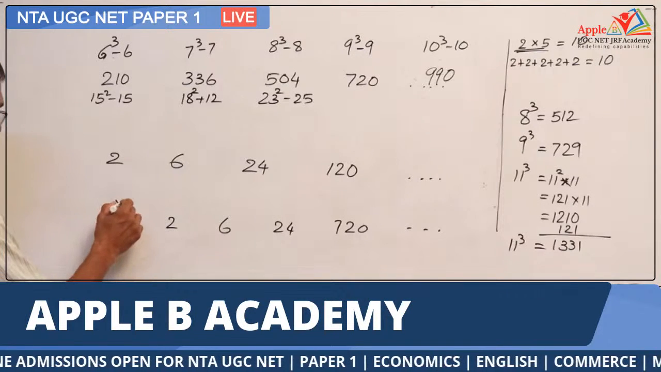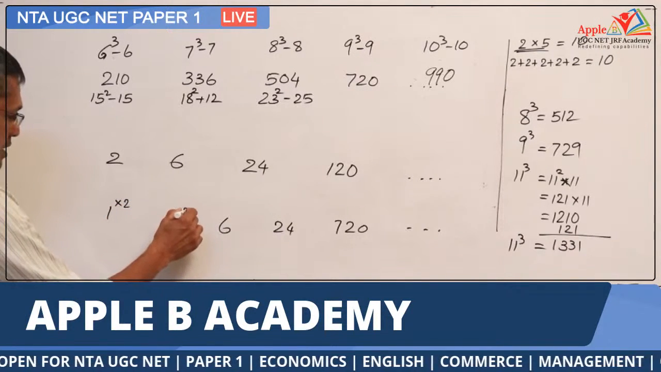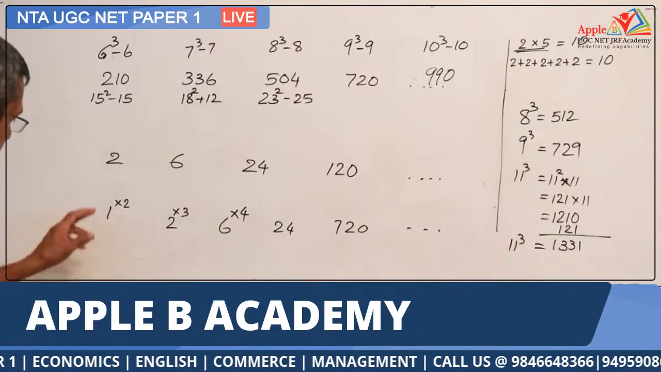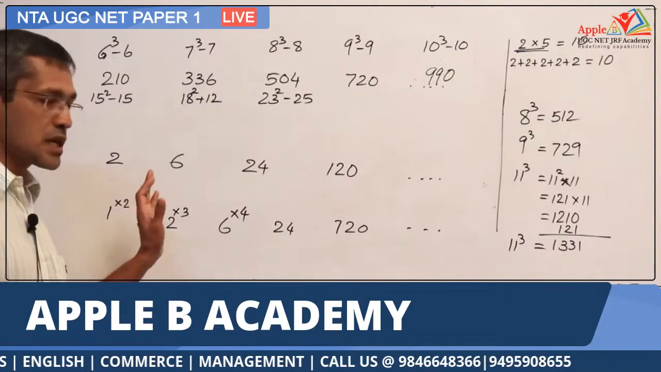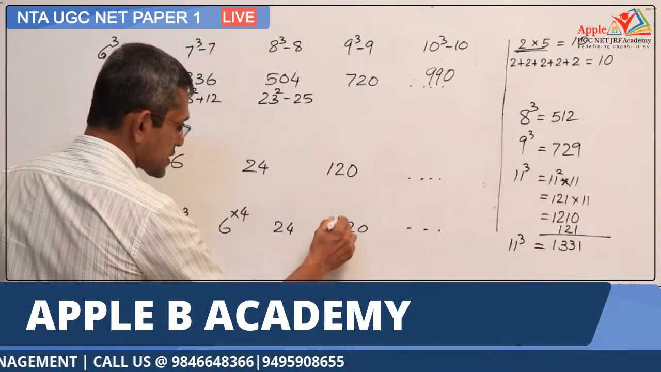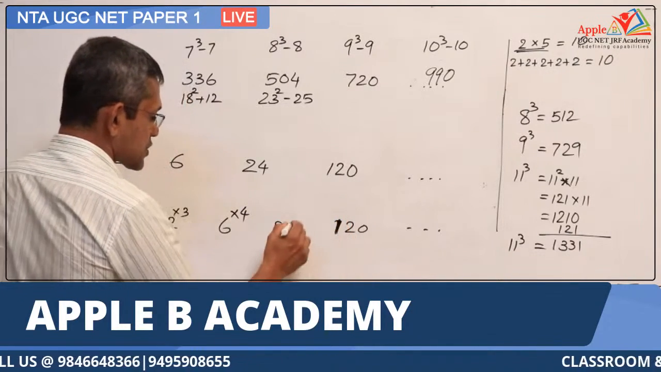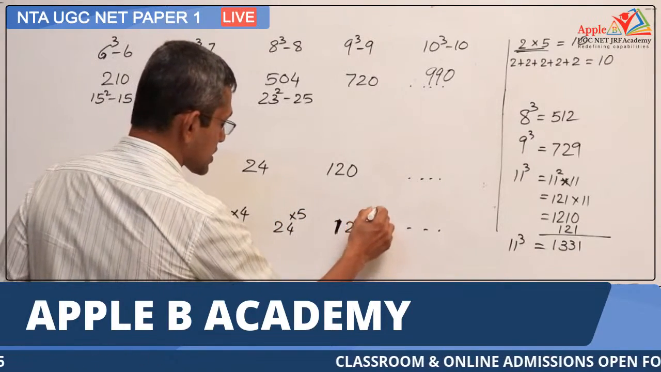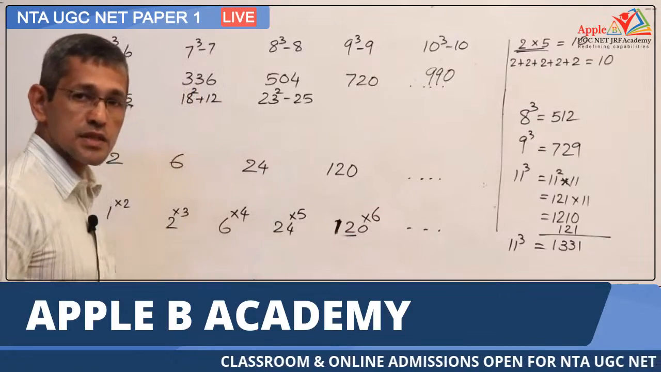At a glance, you see that 1 into 2 is 2, 2 into 3 is 6, 6 into 4 is 24. Yes, we got it. So into 2, into 3, into 4, next one must be into 5. So this is 120, it is not 720, it's 120. So 24 into 5 is 120, and 120 into 6 is 720.